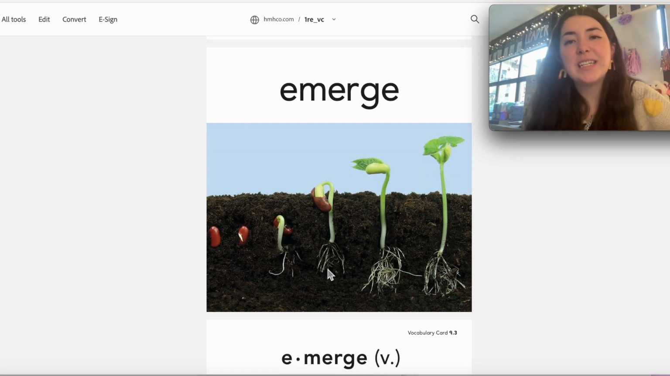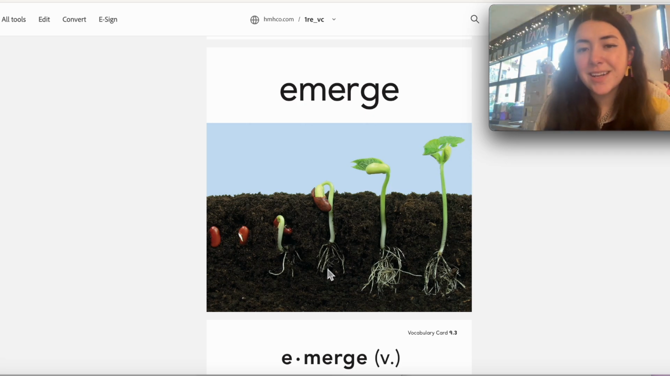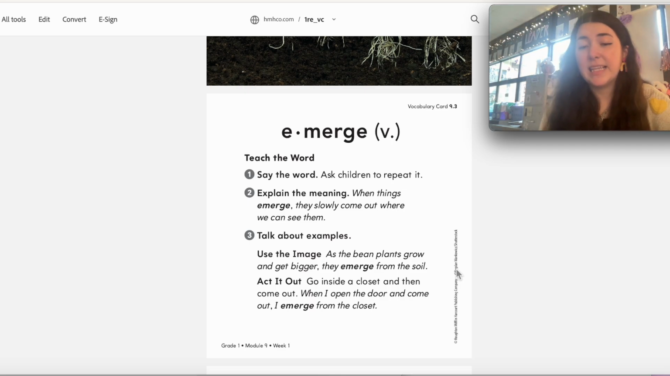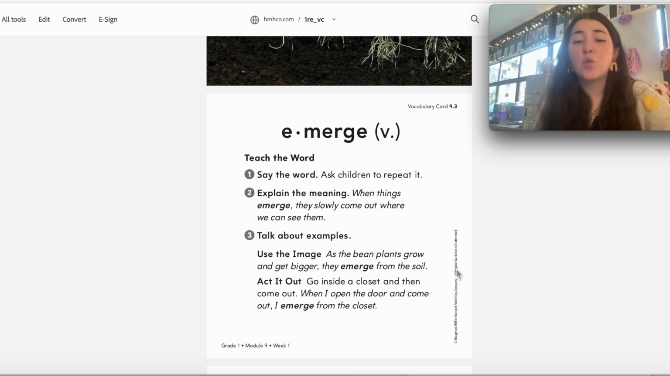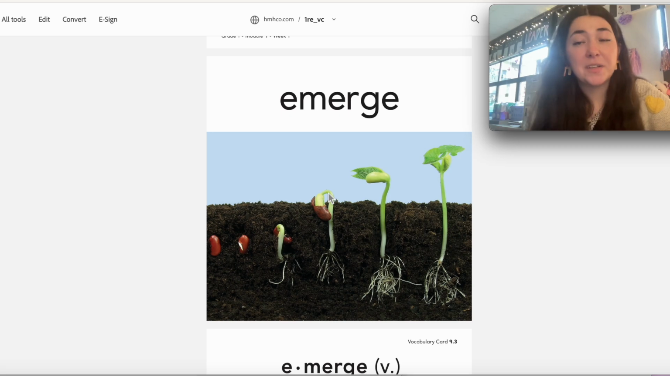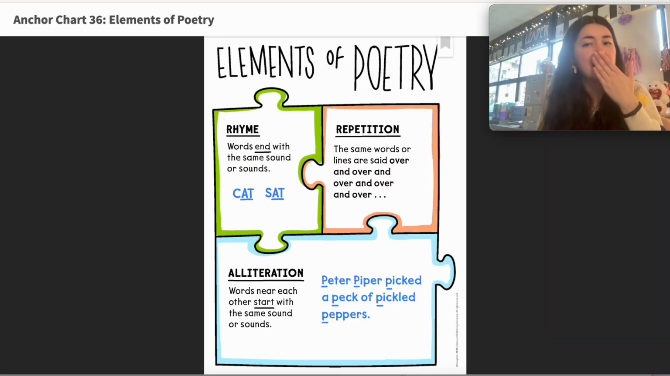And our last word is emerge. Say emerge. Very good. Emerge is a verb or an action word. When things emerge, they slowly come out where we can see them. So as the bean plants grow and get bigger, they emerge from the soil. So they come out from the ground to where we are able to see them. At first we can't see them, but then once they emerge, we are able to see them. Very good. Kiss to our brain.